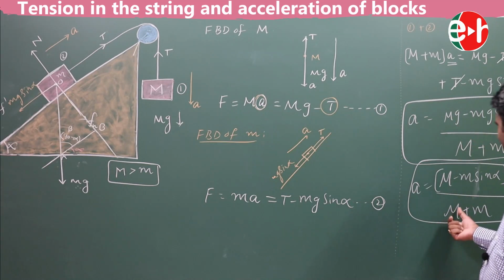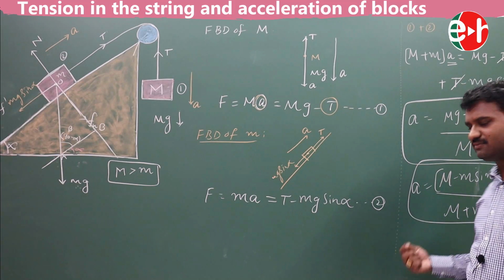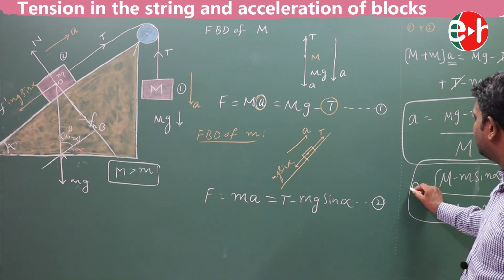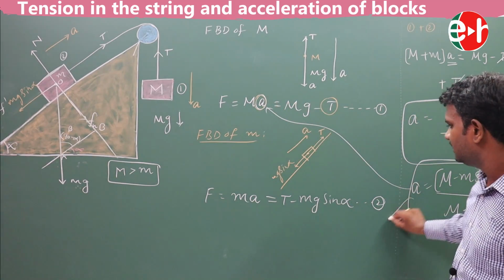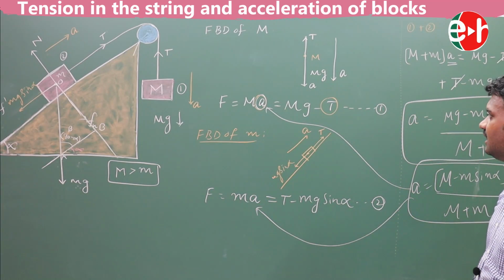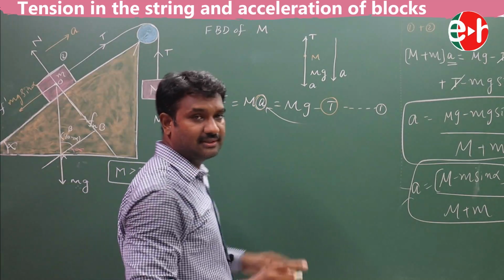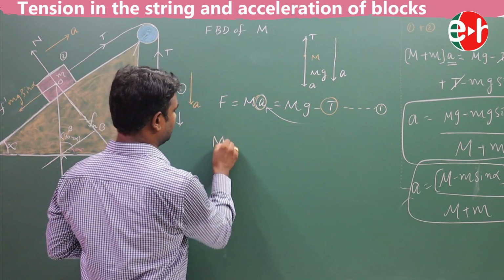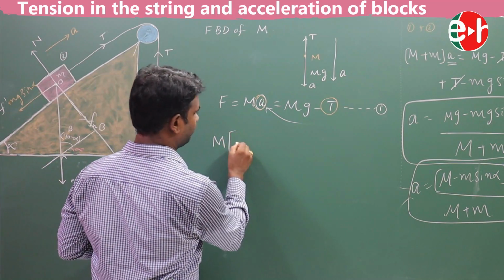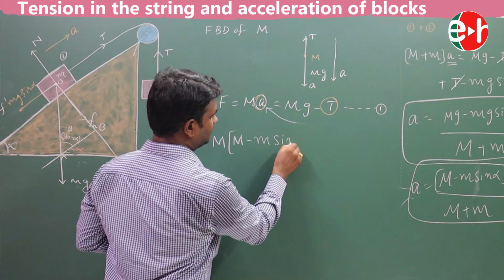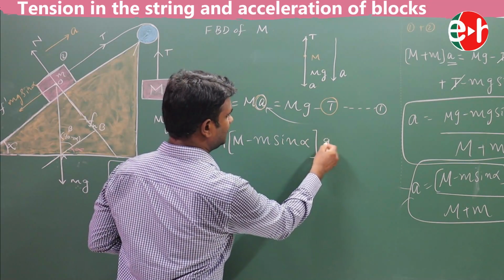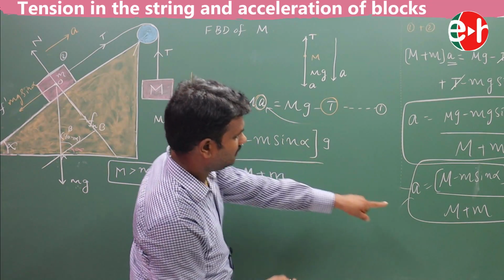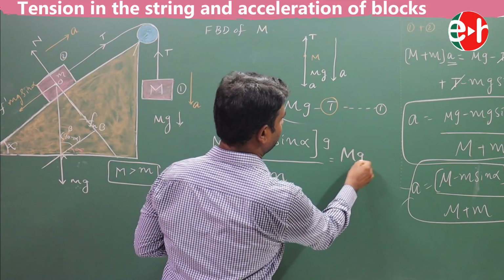I don't ask you to remember this formula. If you wish, you can remember this formula, no problem. Now what is our next step? Our next step is to find the tension. How to find the tension? Put this acceleration value here or here, your wish, and you can get the tension value. To find the T value, I am going to place this A here. Let us see what happens. Capital M into capital M minus small m sin alpha into g by capital M plus small m is equal to capital Mg minus T.